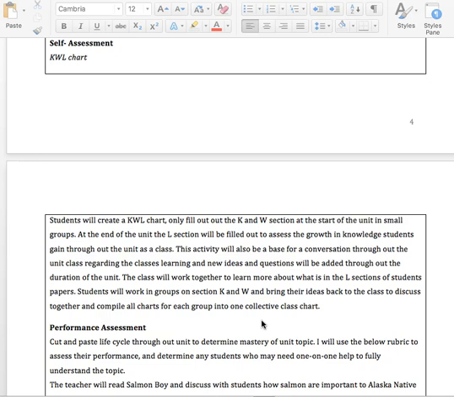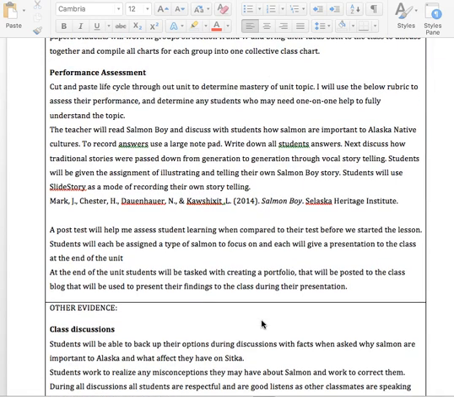After they work in their small group, they will come join the rest of the class and work as a whole class to create one KWL chart that will be added to throughout the unit. Moving on to the performance assessment, I will give students the assignment to cut and paste a life cycle, and this will be done throughout the unit to see how they're progressing.